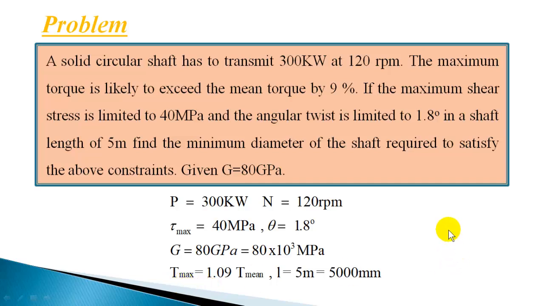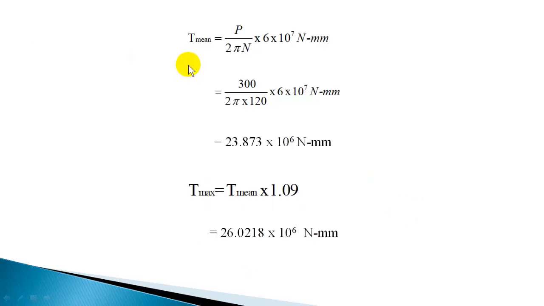Now in this problem we have to find out the diameter of the shaft separately for satisfying the shear stress constraint as well as the angular twist constraint. So two constraints are there. Separately find out the diameter of the shaft to satisfy both the constraints. So let us first calculate the mean torque and maximum torque transmitted by the shaft.